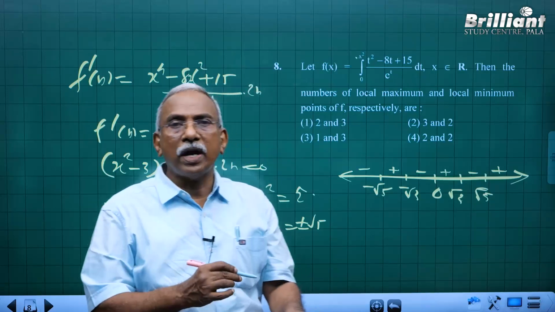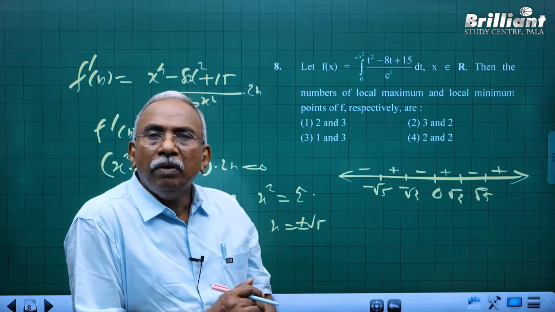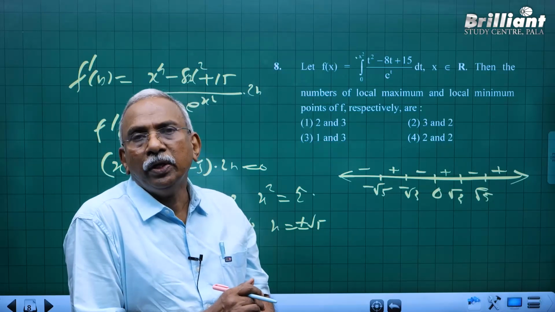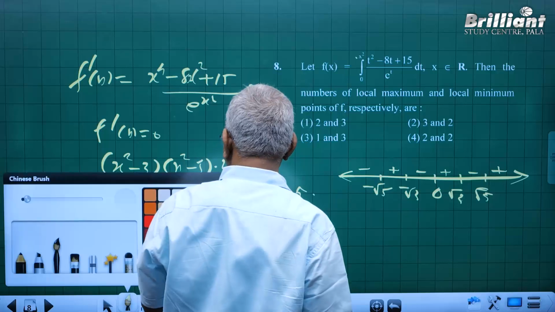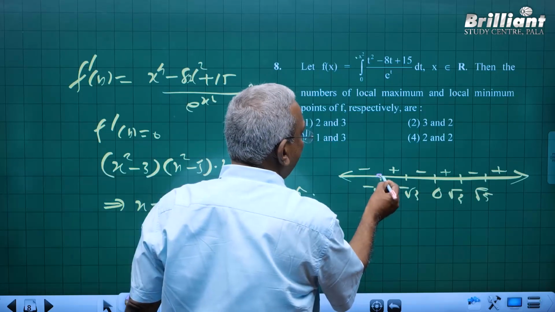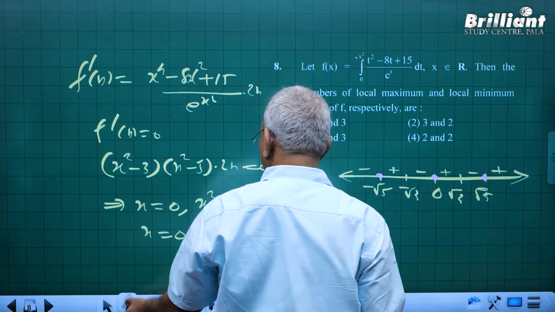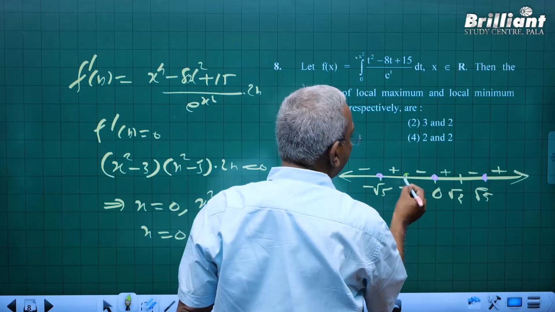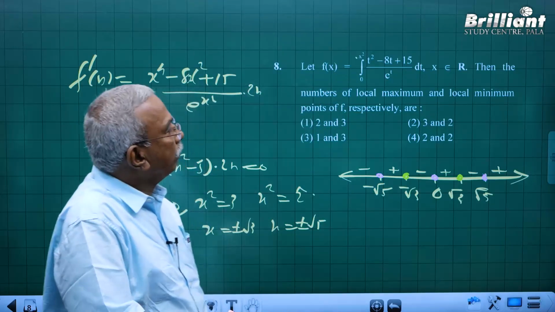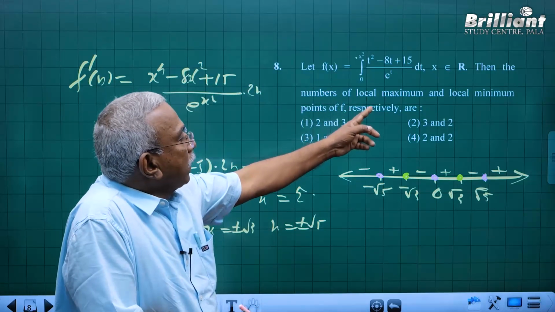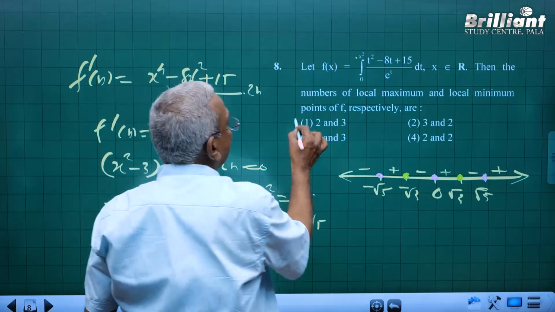So f dash x undergoes a sign change from positive to negative will provide a maxima, while negative to positive is a minima. So initially this is negative to positive, so this value will give you minima. This is minima, here it is minima, here it is minima. And the other two: positive to negative is maximum, this is also maximum. So 2 points are maximum and 3 points are minimum. You want to find the number of local maxima: 2, and local minima: 3. So this is option there. Okay.